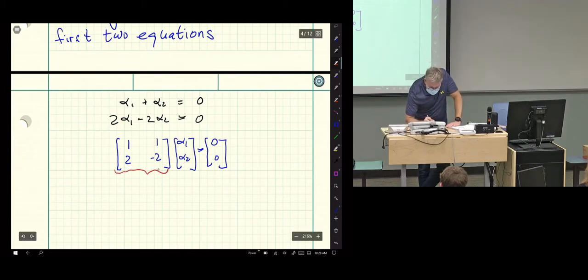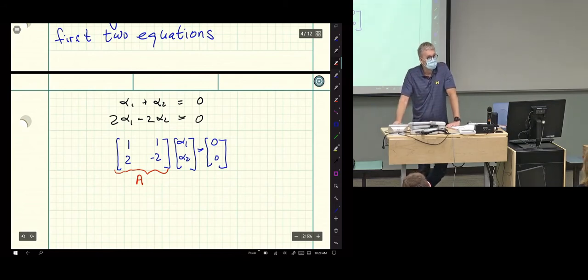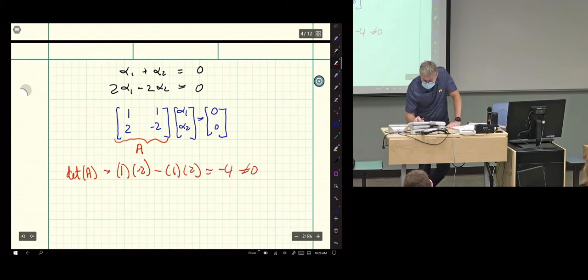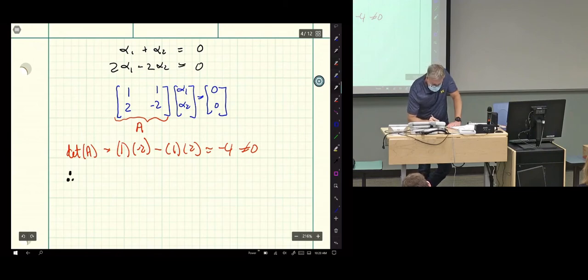So call that A. If I know 0 is a solution and I want it to be the only solution, I want it to be unique. How do I check for a square system of equations if it has a unique answer? The determinant, yes. So we just check the determinant of A. That's 1 times minus 2 minus 1 times 2. That's minus 4. That's not equal to 0. Conclusion: alpha 1 equals alpha 2 equals 0 is the unique solution.